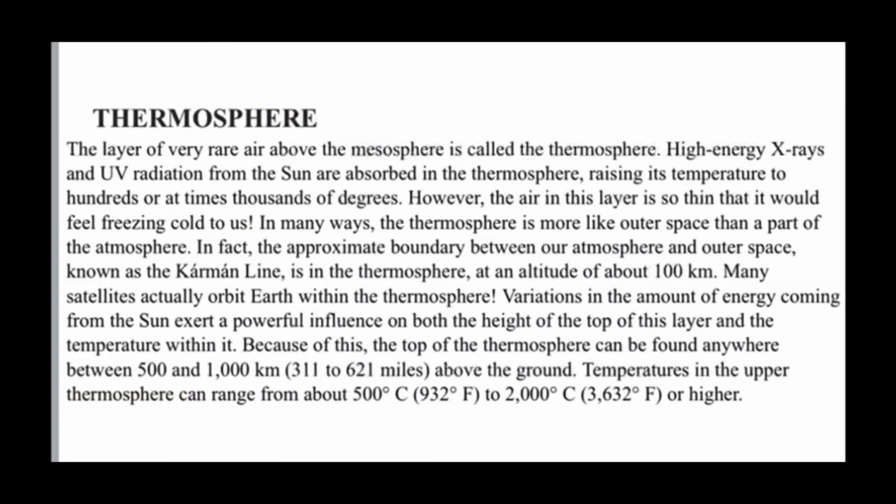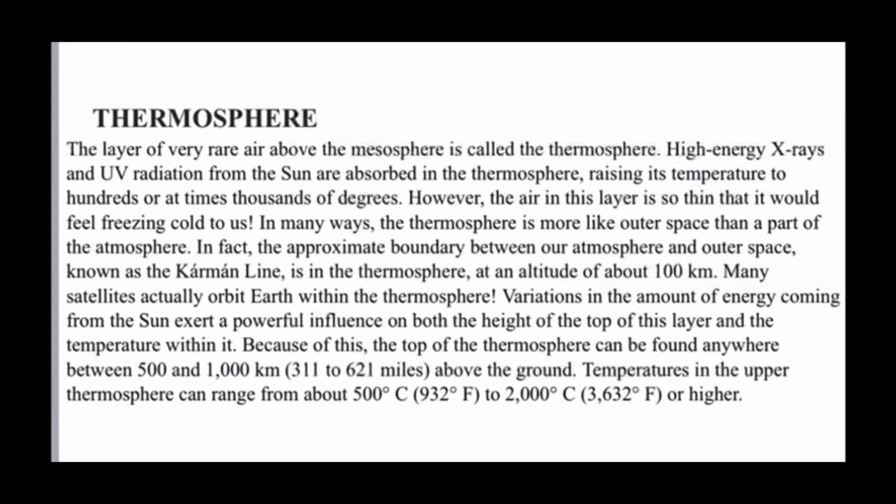In many ways, the thermosphere is more like outer space than a part of the atmosphere. In fact, the approximate boundary between the atmosphere and outer space is known as the Karman line. One side is the inner space and the other is outer space, and there is one boundary between them, the Karman line, which lies in the thermosphere at an altitude of about 100 kilometers.